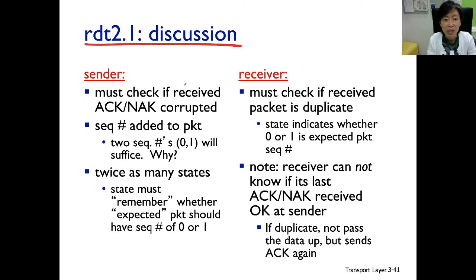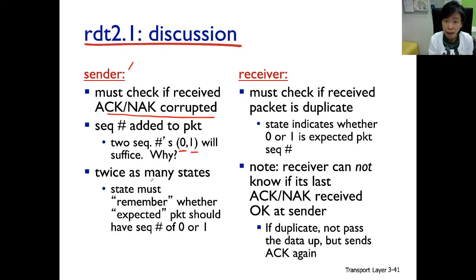Now, this slide is called discussion, but what it does is really the summary of 2.1. So at the sender side, what's special is this. The sender checks whether the ACK/NAK is corrupted. Now, in order to prevent having duplicate packets, the sender side also assigns a sequence number to the data packet sent. So it's either 0 or 1.